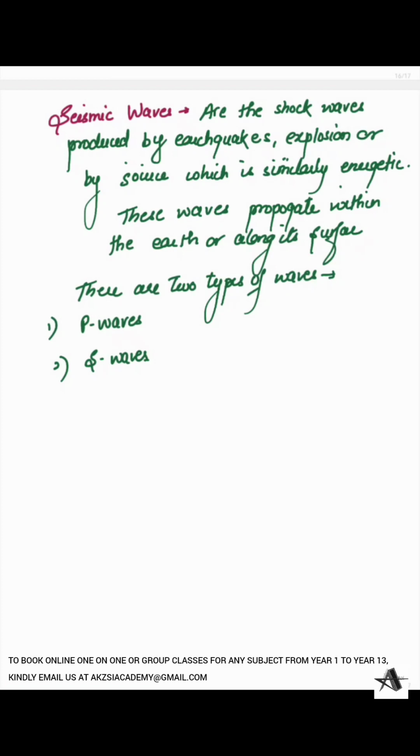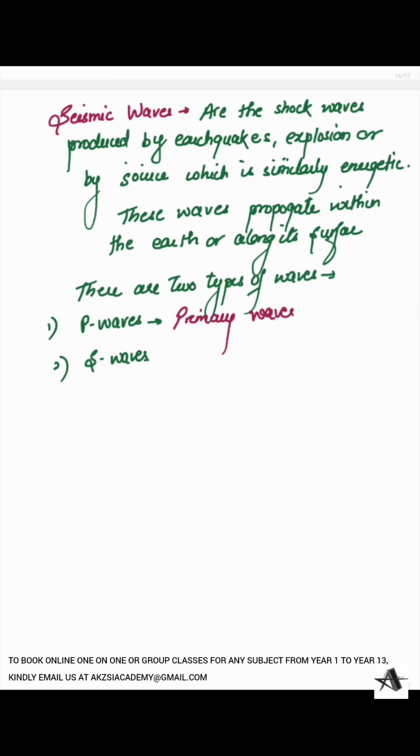Now, P waves are basically longitudinal waves, and their speed is comparatively faster than the other waves. P waves can travel through solids and liquids, both. Whereas S waves are transverse in nature. P stands for primary waves, so these are the waves that are produced first.